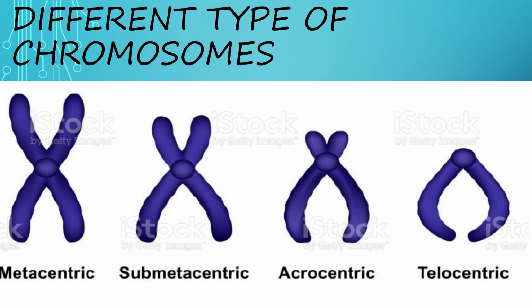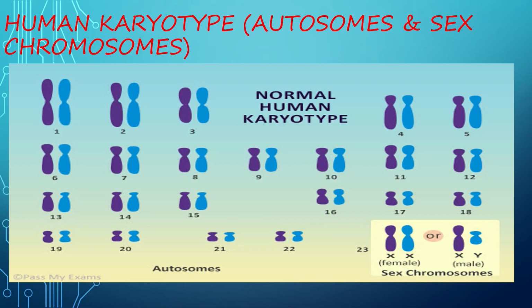Let's have a look at another way of classifying chromosomes. Here in the diagram we can see a human karyotype. Karyotype means one way of representing all chromosomes found in a cell. The human karyotype lacks telocentric chromosomes, and they are classified into two types based on whether they are sex chromosomes or autosomes. It is a very simple way of classifying chromosomes.